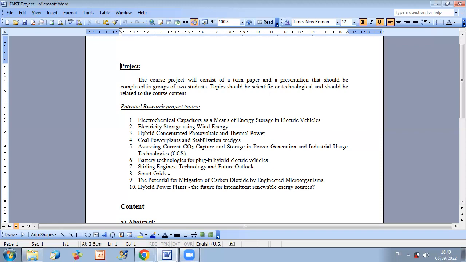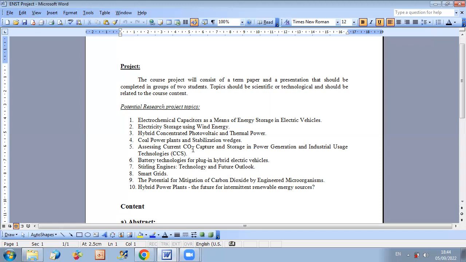Another possible topic is the potential for reduction of carbon dioxide by engineered microorganisms. This is also related to a reduction of CO2 emissions, because we'll see in this course how CO2 emissions are harmful to the environment and what their effects are. This is why we have an urgent need to reduce CO2 emissions, or if we have CO2 emissions, to control them. And one way to control them, as we have seen before, is to have capture of CO2 and storage in order to have power generation from CO2.